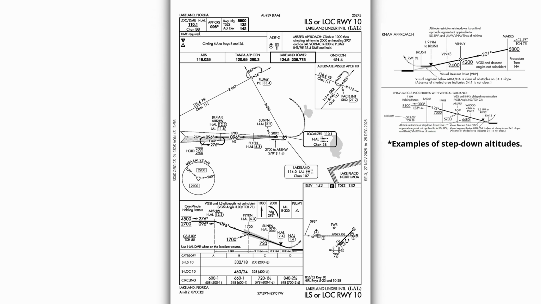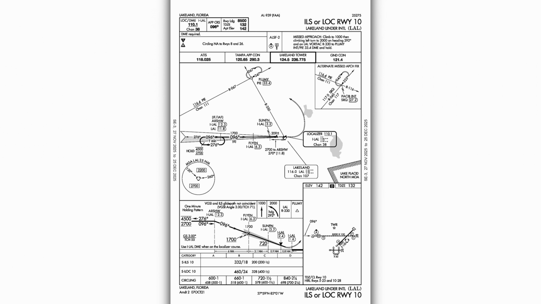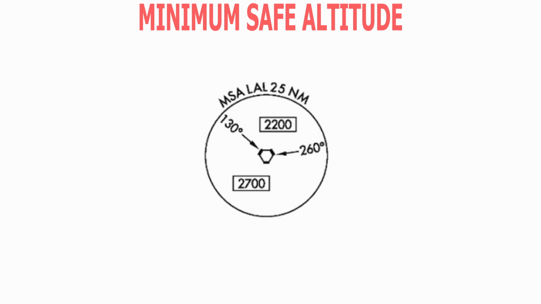If you're flying a non-precision approach, such as a localizer approach, step-down altitudes apply. When flying a precision approach, you just have to follow the restrictions only until you intercept the glide slope. There's also something else that's very particular about the plan view, and that's the addition of a minimum safe altitude found in the bottom left.